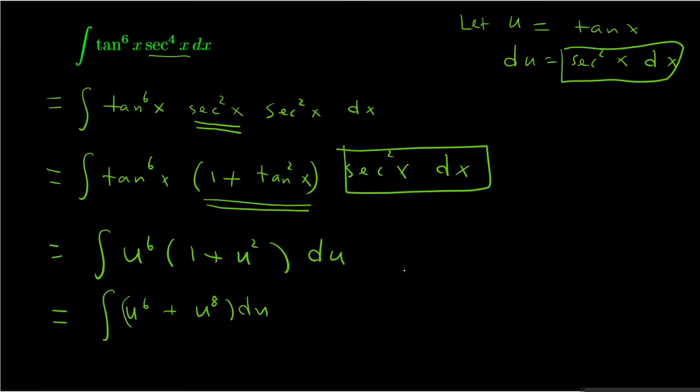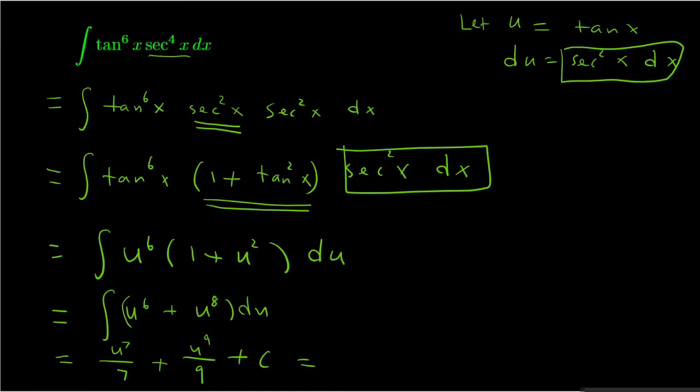Okay, at this point you can finish this. So the answer is going to be u to the power of 7 over 7, right? And then plus u to the power of 9 over 9. After getting rid of the integration notation, plus c.